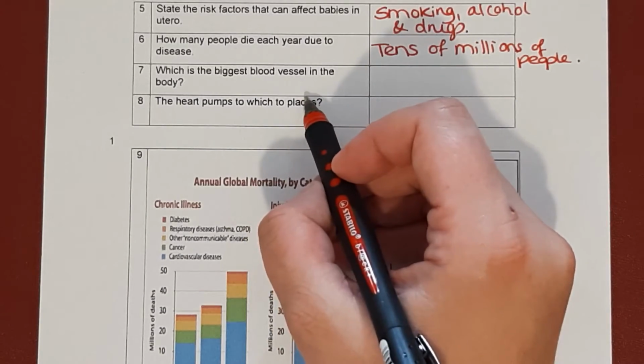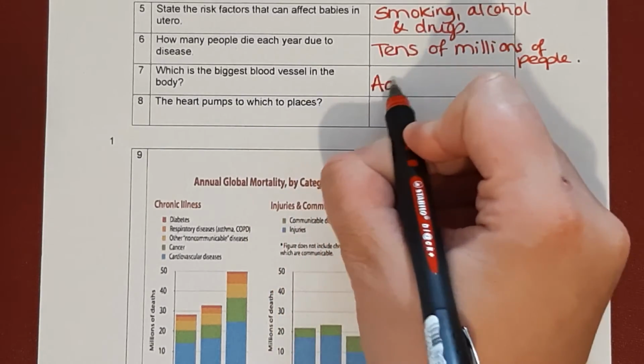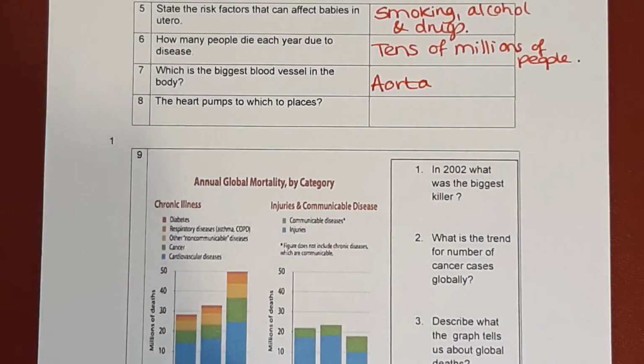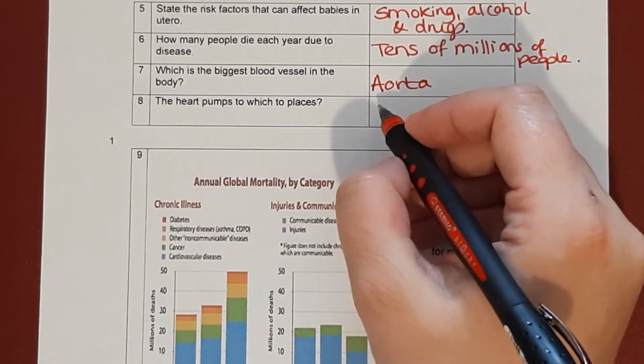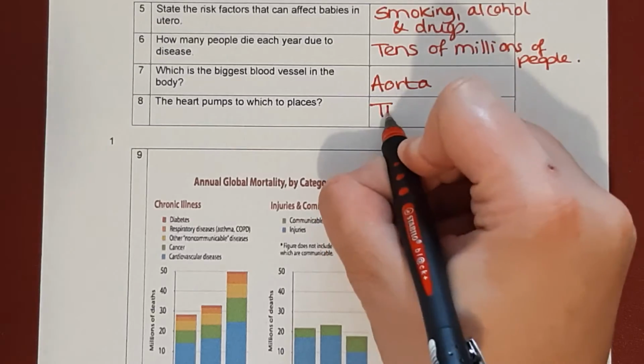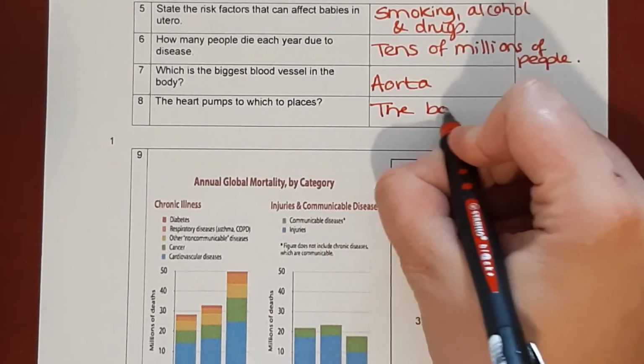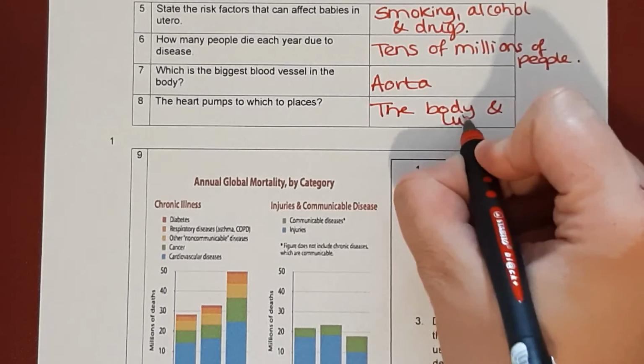Which is the biggest blood vessel in the body? It is the aorta. We haven't yet covered that, but you do need to know that. And the heart pumps to which places? Again, we haven't yet covered this, but you should know it from Key Stage 3. That is the body and lungs.